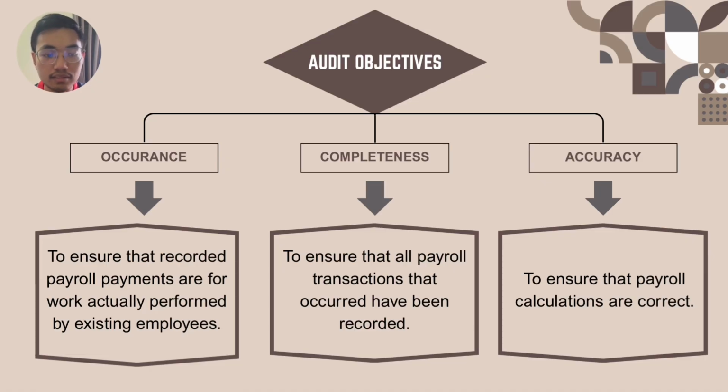Next is completeness. This objective ensures that all payroll transactions that occur have been fully recorded in the accounting records. No salary, allowance, or overtime payment should be omitted from the payroll system. The third objective is accuracy. This ensures that payroll calculations are correct. This includes basic salary, allowance, overtime, and statutory deductions such as EPF, SOCSO, and income tax. Accurate calculations are important to avoid financial misstatement.